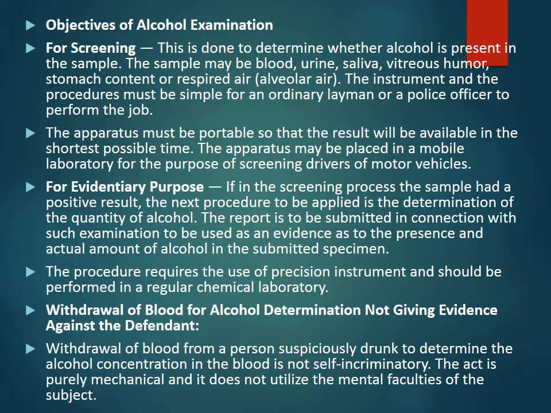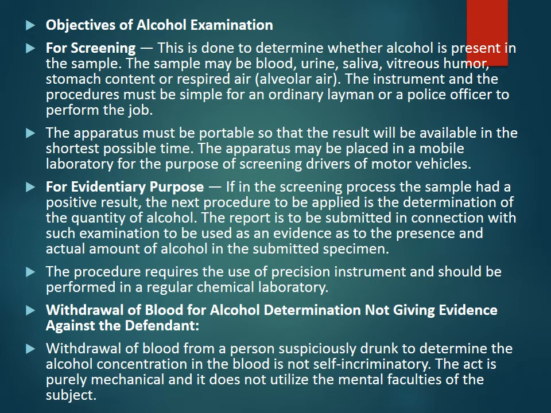So, objective of alcohol examination. For screening, this is done to determine whether alcohol is present in the sample. The sample may be blood, urine, saliva, vitreous humor, stomach content, or respired air or alveolar air. The instrument and the procedure must be simple for an ordinary layman or a police officer to perform the job. The apparatus must be portable so that the result will be available in the shortest possible time. The apparatus may be placed in a mobile laboratory for the purpose of screening drivers of motor vehicles.